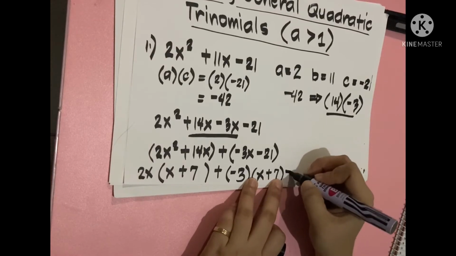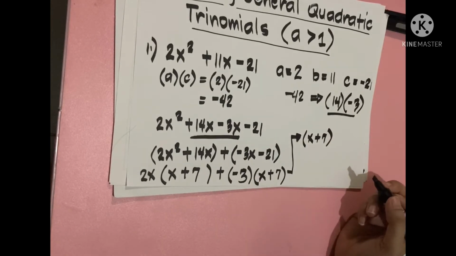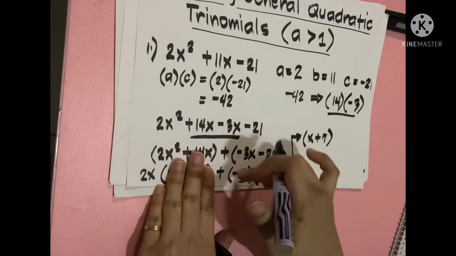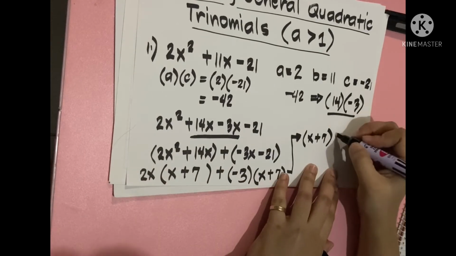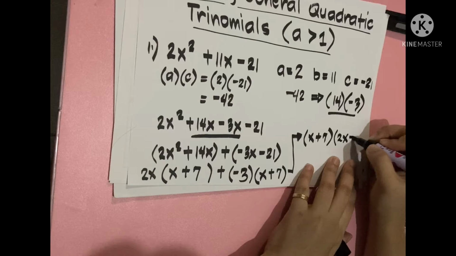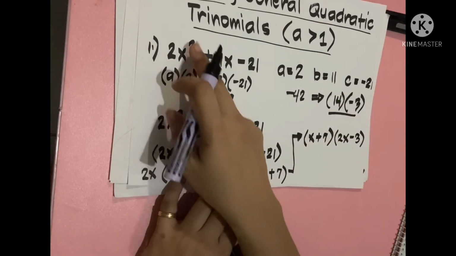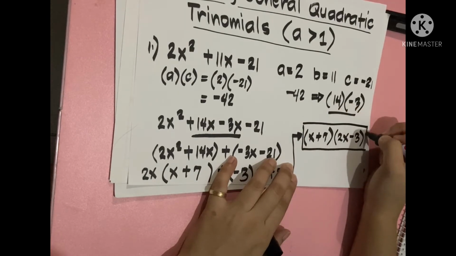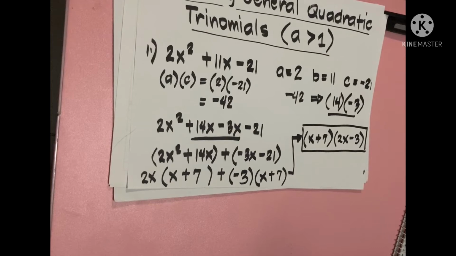So, we are going to write it as x plus 7. Okay? And then, kapag inalis natin yung x plus 7 dun sa unang grupo, at saka yung x plus 7 dun sa pangalawang grupo, yung natira sa kanila, pagsasamahin natin into one parenthesis. So, that will become 2x. So, positive times negative is equal to negative. So, this will become minus 3. So, therefore, the factors of 2x squared plus 11x minus 21 is the quantity of x plus 7 times the quantity of 2x minus 3. Okay? So, para mas maintindihan, let's have another example.